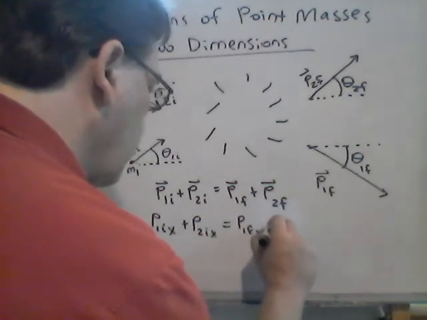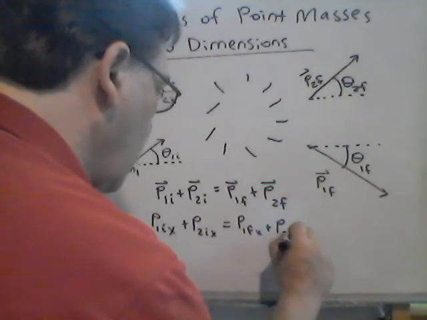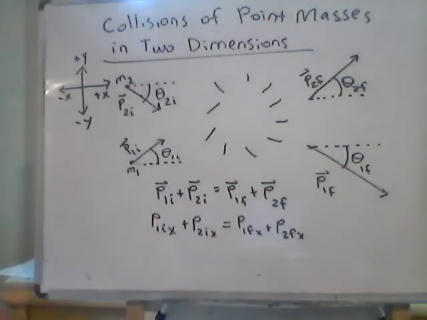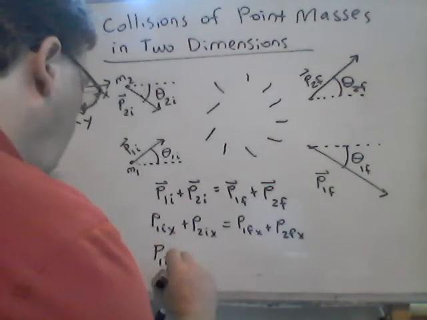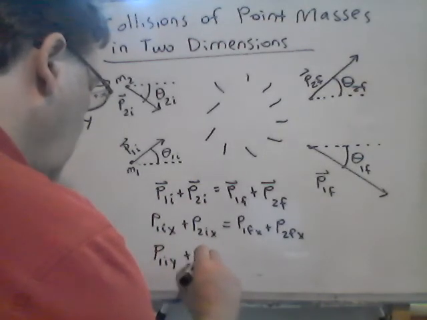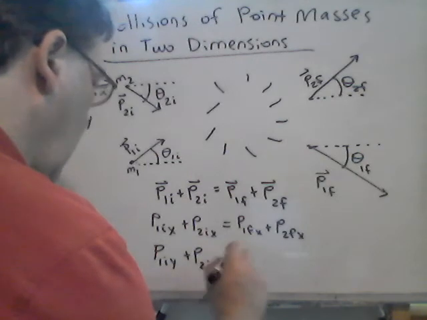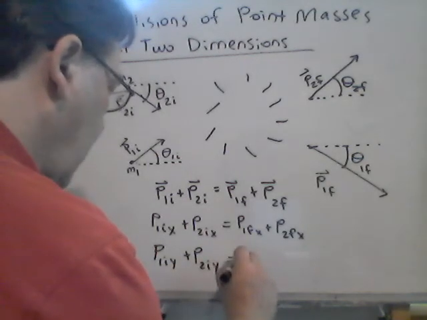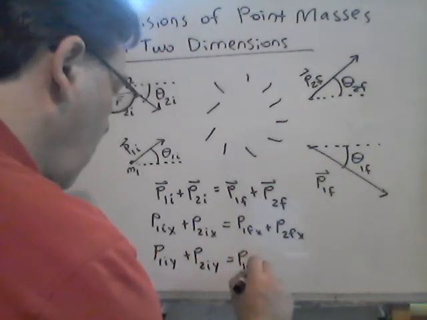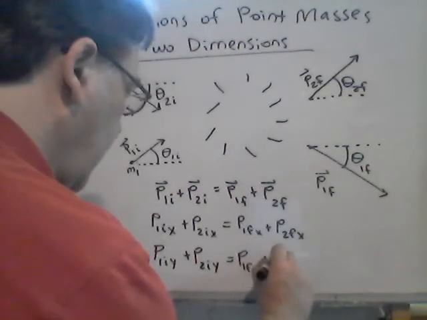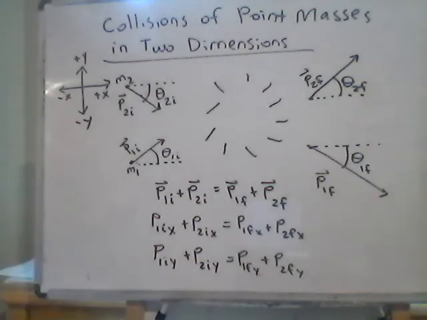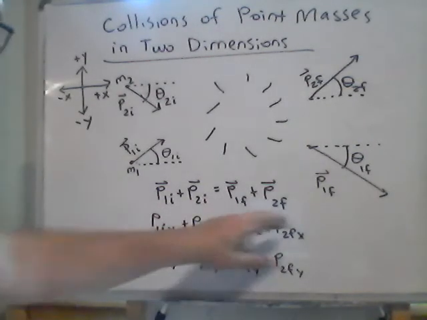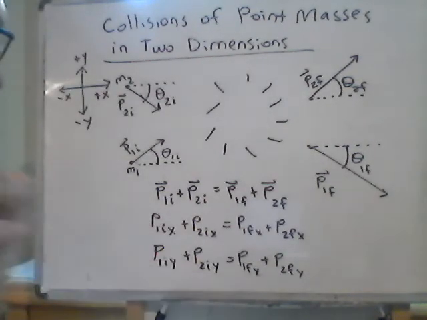P1fx plus P2fx. Likewise, P1iy plus P2iy equals P1fy plus P2fy. All I'm saying is that these components, the constant inertial momentum, must be true in each coordinate.